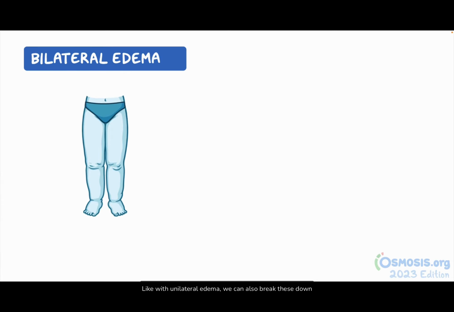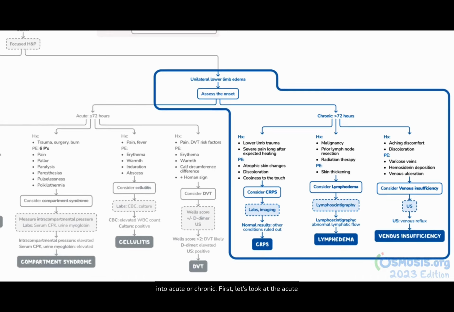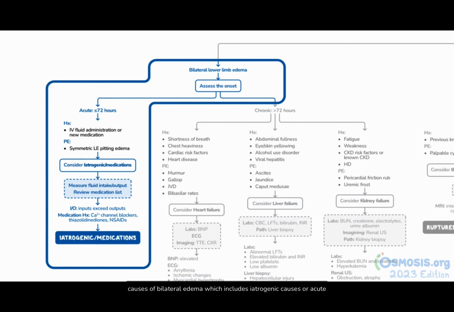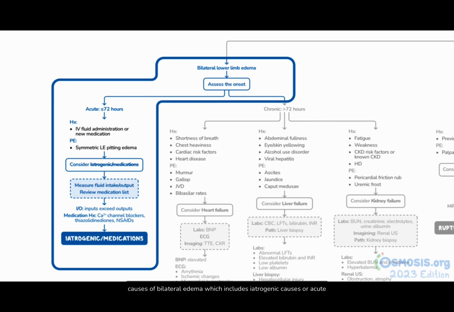Now, let's turn our focus to bilateral lower limb edema. Like with unilateral edema, we can also break these down into acute or chronic. First, let's look at the acute causes of bilateral edema, which includes iatrogenic causes or acute exacerbation of chronic disease.